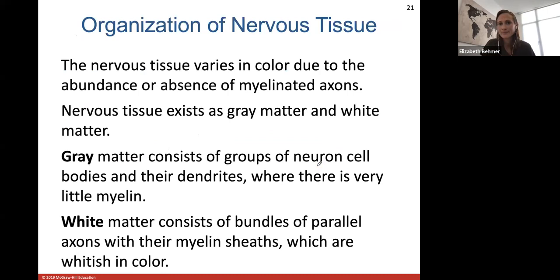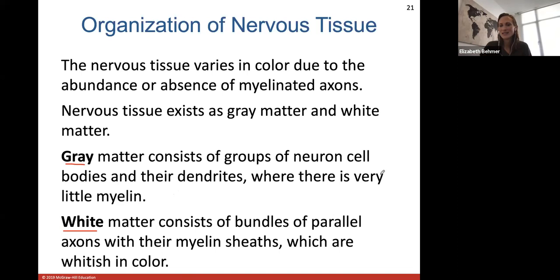The organization of nervous tissue: we can organize your nervous tissue based on the color, because the color is due to the abundance or the absence of these myelinated axons. Nervous tissue can be gray matter or white matter, and myelin is white. So gray matter consists more of groups of neuron cell bodies and their dendrites where there is not much myelin. And white matter consists more of the bundles of the axons, which are usually covered in myelin sheaths. And myelin is whiter in color, so white matter usually consists of axons.